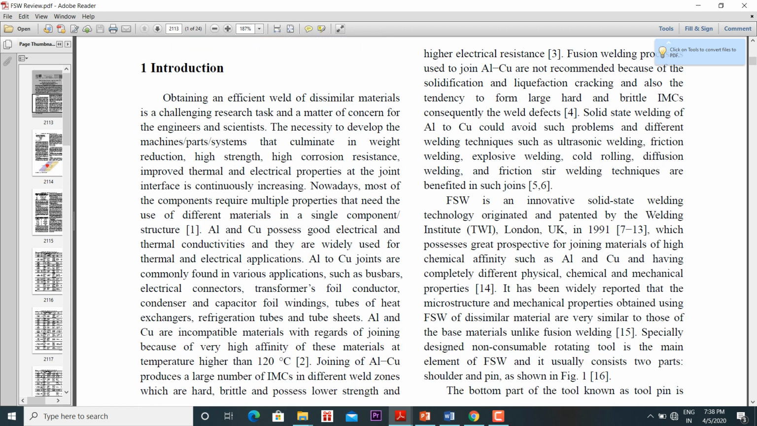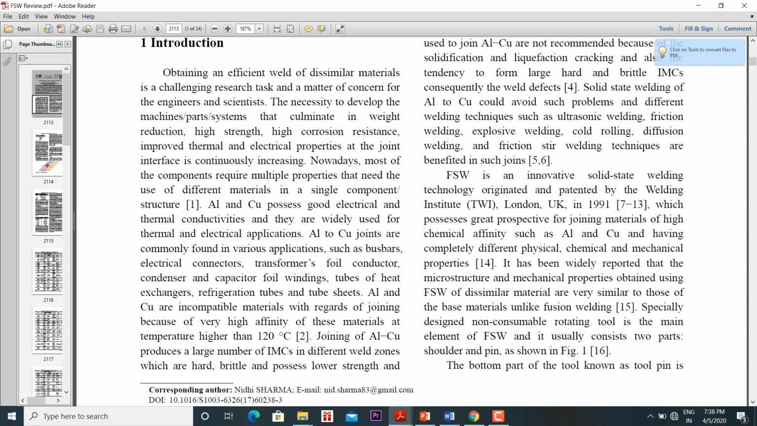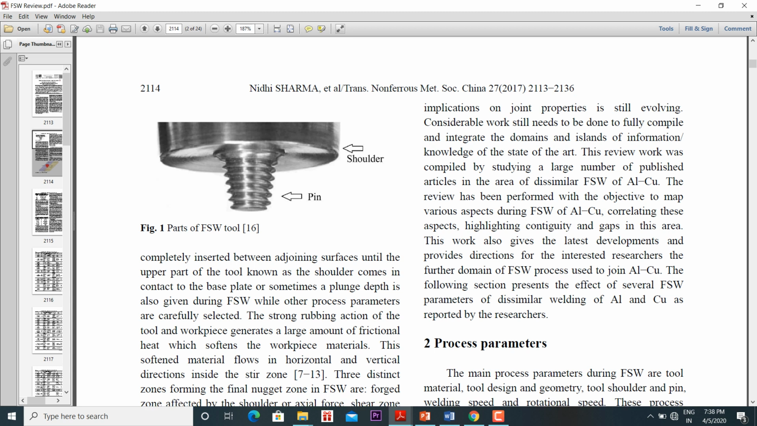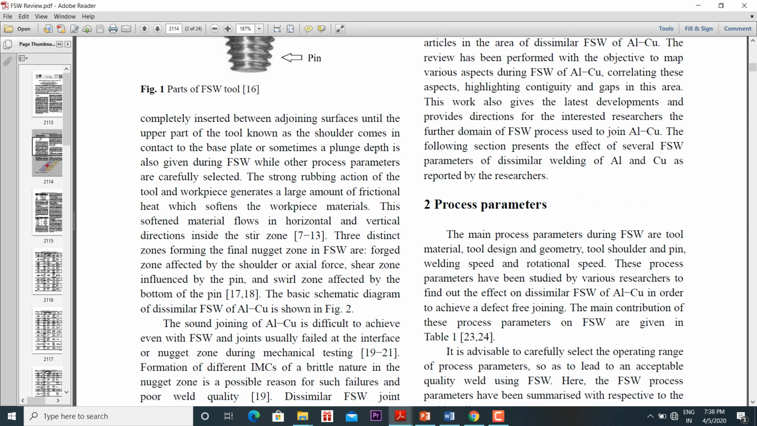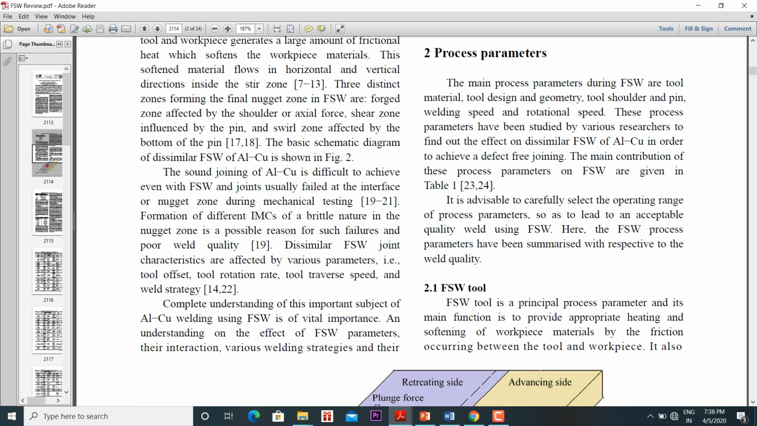In the introduction, they have discussed the importance of friction stir welding, what friction stir welding is, its applications, the need to join aluminum to copper, and their applications. All those basic information will be discussed in this introduction part. Okay, and then they have discussed the parameters that are responsible for the property change with respect to friction stir welding.